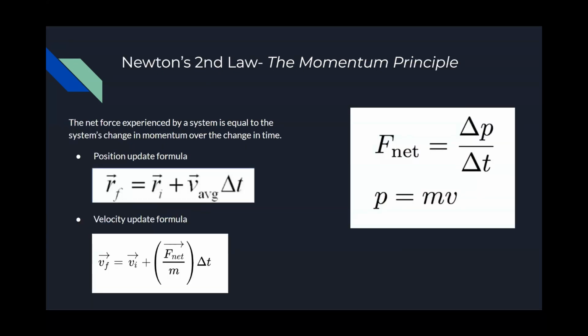As for Newton's second law, which is also known as the momentum principle, it states that the net force experienced by a system is equal to the system's change in momentum over the change in time. The position update formula as well as the velocity update formula are derived from this principle and will be used in the GlowScript code.